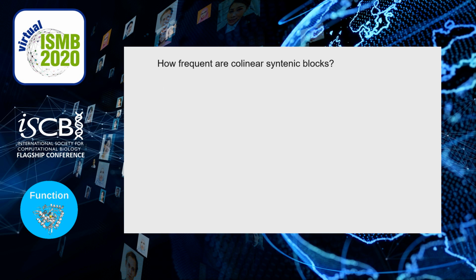How frequent are collinear Syntenic blocks? We harness CSB Finder S to re-examine whether Syntenic blocks are indeed collinearly conserved. Our results show that about 76% of the gene sets in our dataset appear exclusively in only one gene order. For this analysis, we considered all sets of genes that appear in our dataset consecutively without gene insertions, and we considered only gene sets that appear in at least 30 genomes.